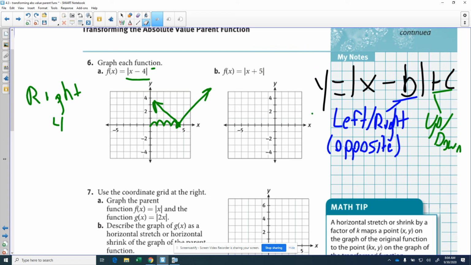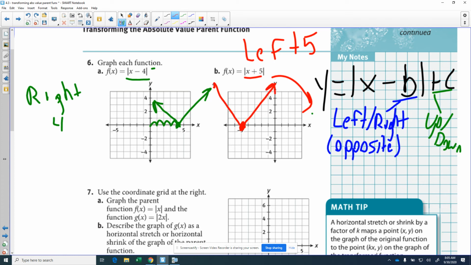For the letter B, same thing. I'm going to look at this and say, what am I given? What can I use here? We have an x plus 5. We're going to use the same logic, that it's always left and right, but it's opposite. So positive 5, because it's opposite, is going to make it go left 5. So my starting point, instead of being at 0, is going to be at -5 now. So I'm going to draw my coordinate, and then my absolute value, which is just that V-shaped figure.